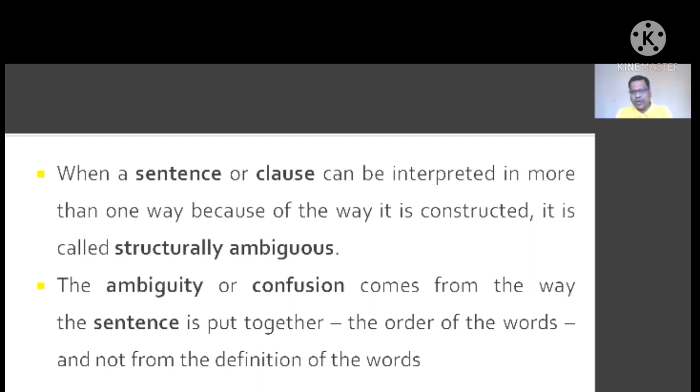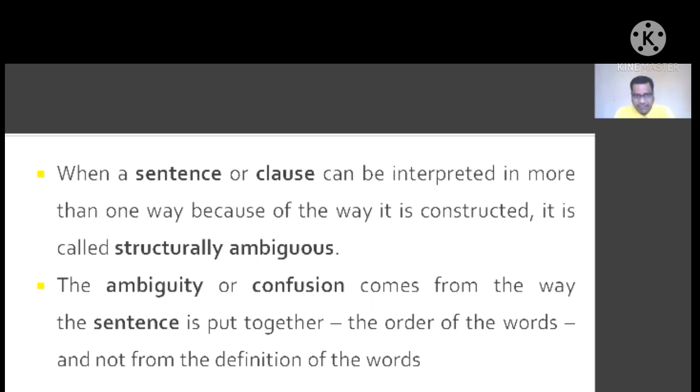When a sentence or a clause can be interpreted in more than one way because of the way it is constructed, such kinds of ambiguities are called structural ambiguities. The confusion comes from the way the sentence is put together, the order of the words, and not from the definition of words. Structural ambiguity happens because of the order of words, whereas lexical ambiguity happens because of the definition of the words. That is the essential difference between the two.